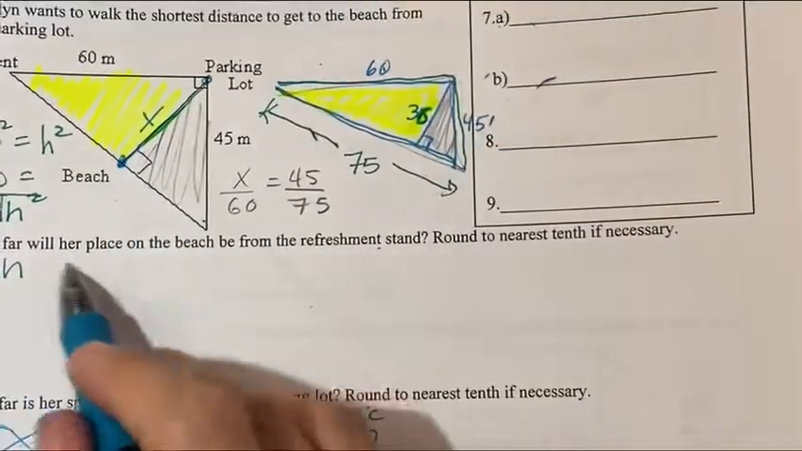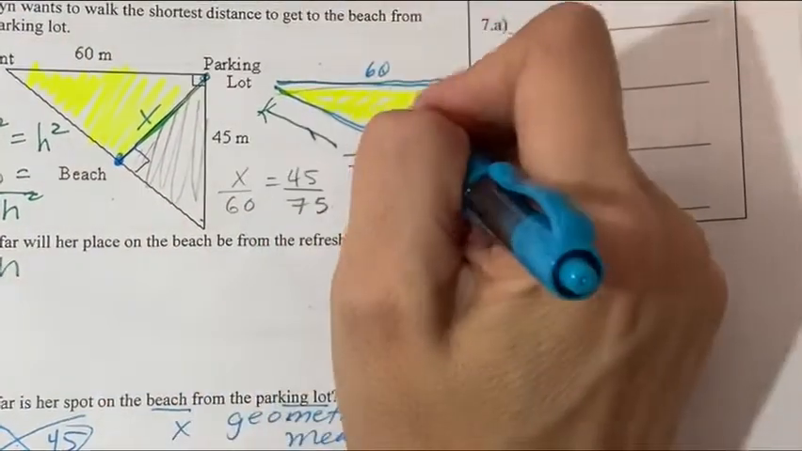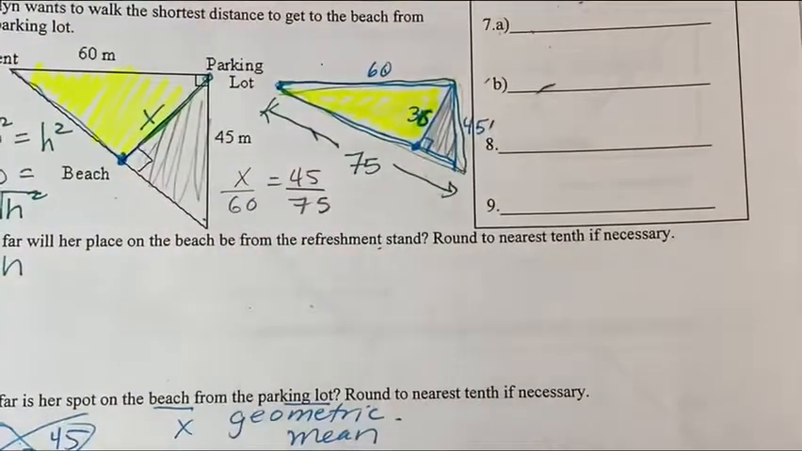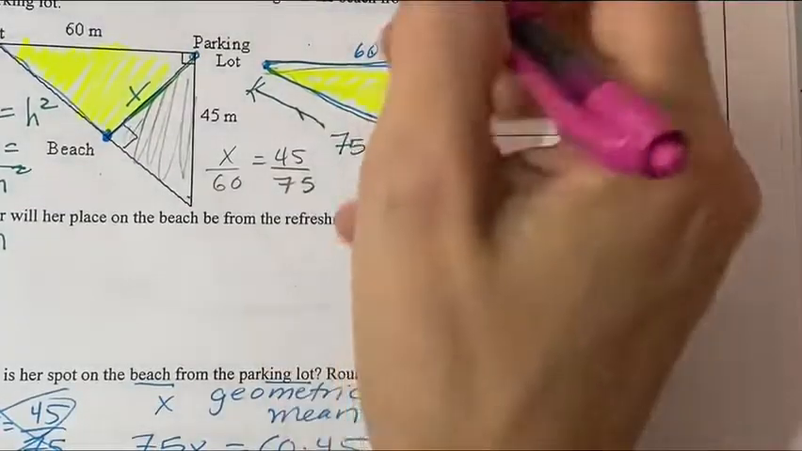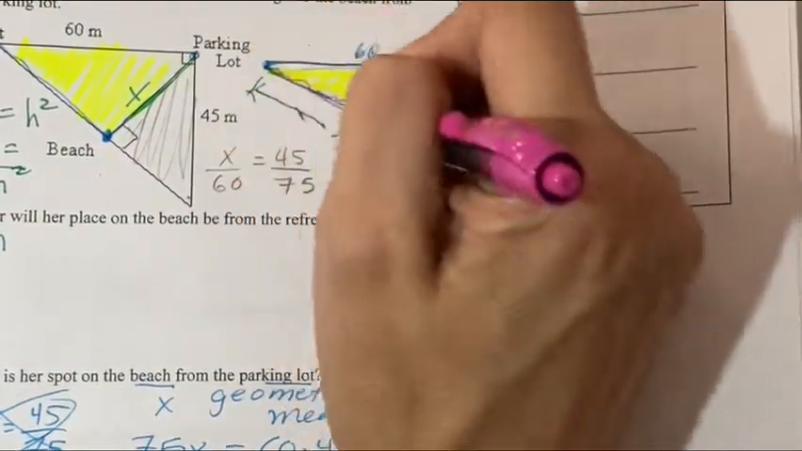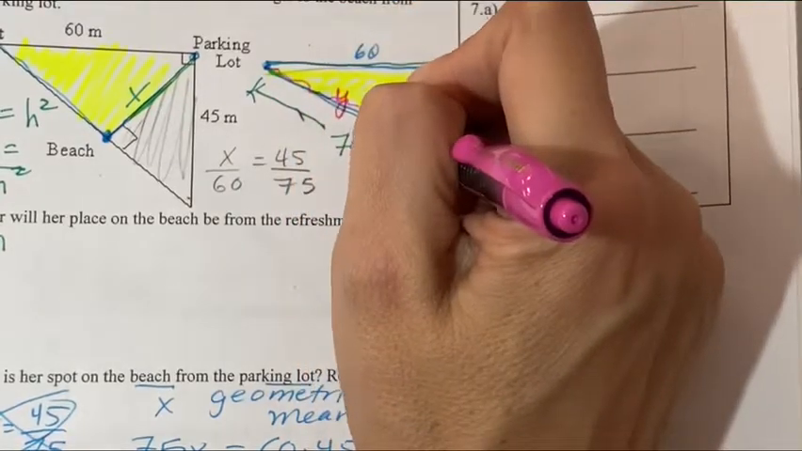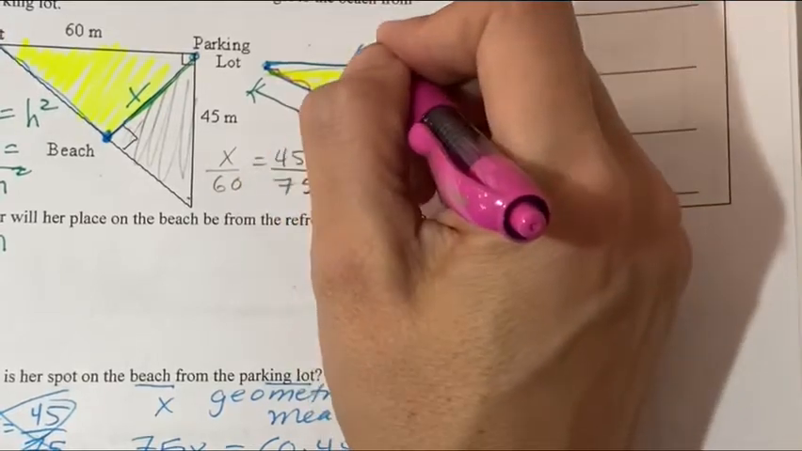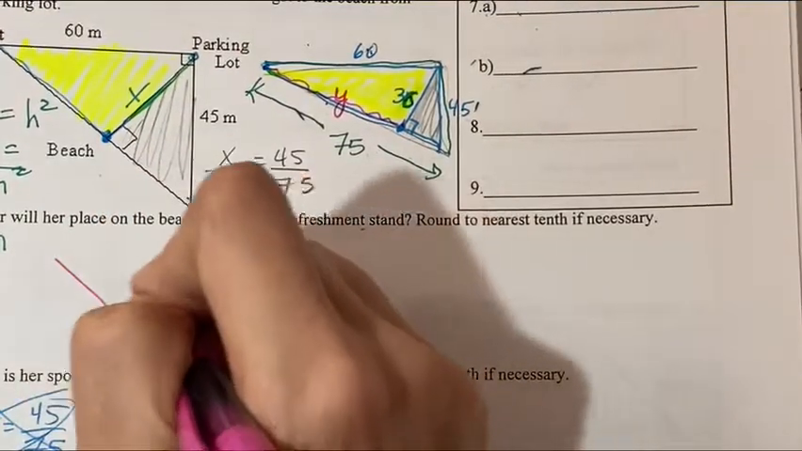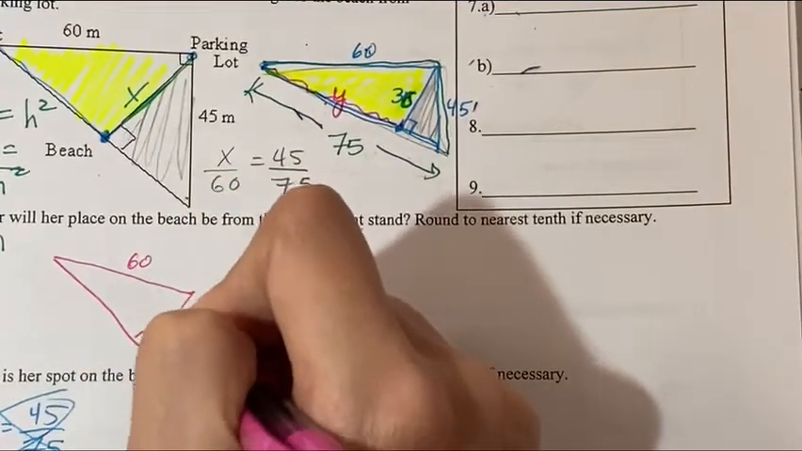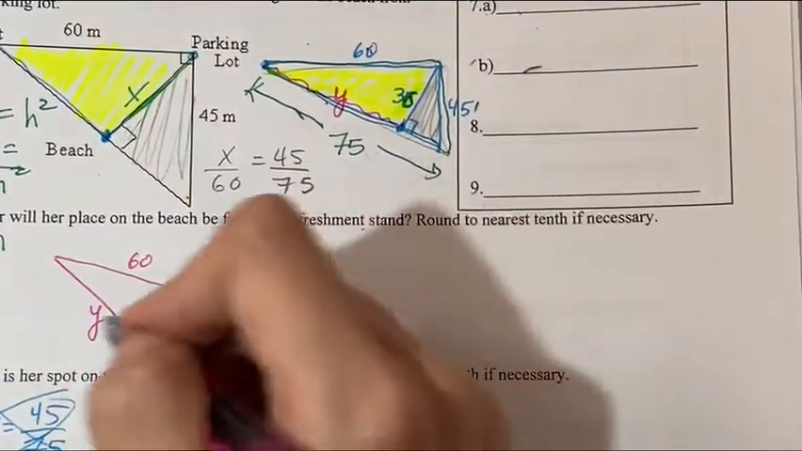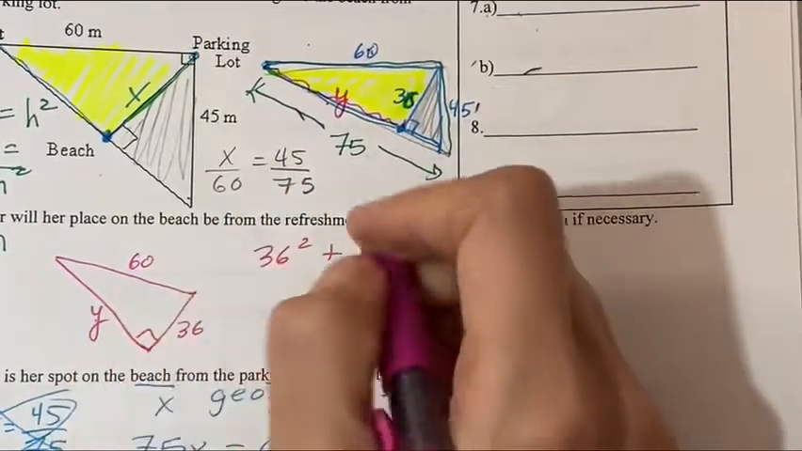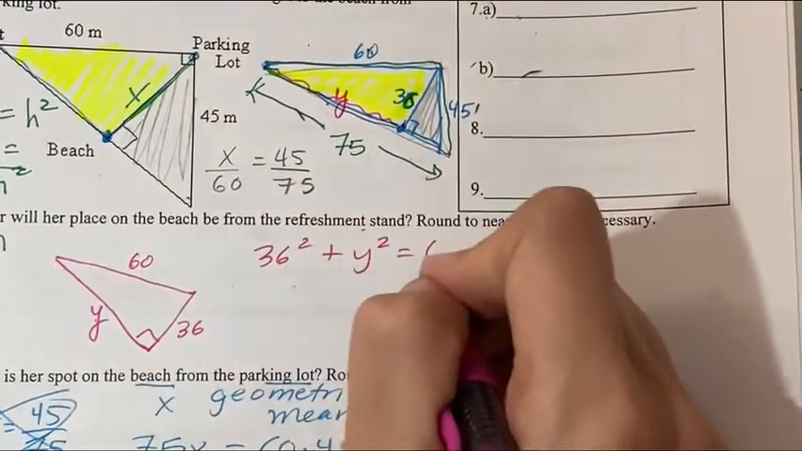Now we can go back and ask, how far is her place on the beach from the refreshment stand? Notice that's something we can solve for using the Pythagorean theorem. This I guess we would call Y. We could set up ratios here, but most students probably just do the Pythagorean theorem because we know 2 of the 3 sides. The hypotenuse is 60, this is 36, and that's Y. We just have to be careful setting this up. The short side is 36, this is Y, and the hypotenuse is 60.